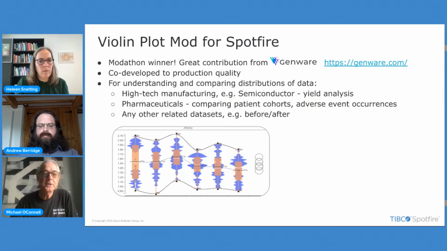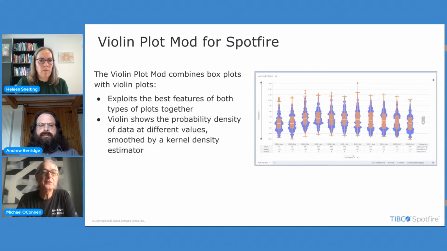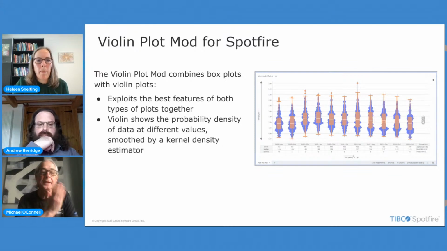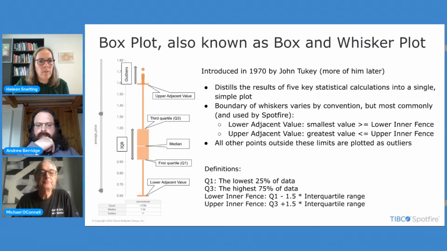different time points. Pharmaceutical companies can use it for comparing different patient cohorts with respect to efficacy or adverse events, and any other related data sets across time or across different conditions. The idea of the violin plot mod, it combines the box plot with the violin plot and exploits the best features of both. The violin plot shows the probability density of those different values, smoothed by the kernel smoother, and the box plot overlays on top of that.